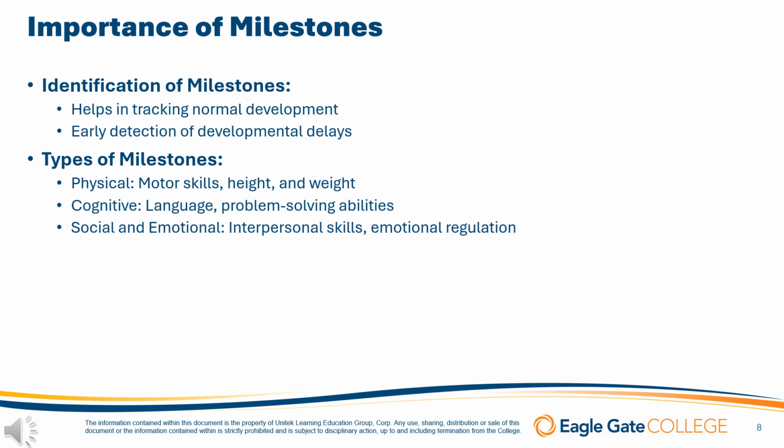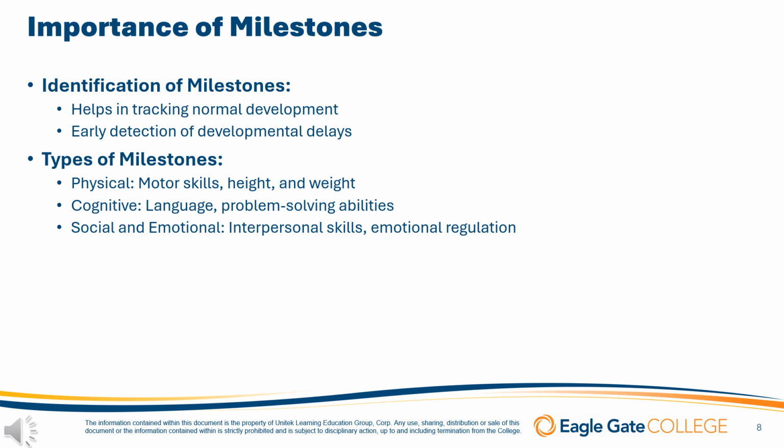Milestones are typically categorized into three main types: physical, cognitive, and social-emotional. Each type represents a different aspect of development and provides a comprehensive picture of a child's growth. Physical milestones involve the development of motor skills as well as growth in height and weight. Motor skills include both gross motor skills like sitting, crawling, walking, and running, and fine motor skills such as grasping objects, stacking blocks, and drawing.